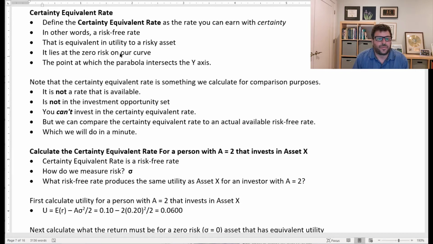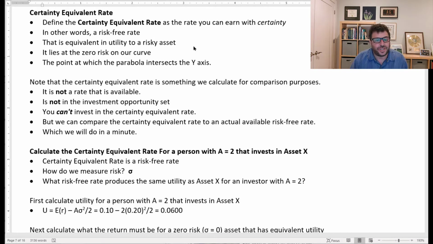The next thing we'll talk about is the certainty equivalent rate. We're going to define the certainty equivalent rate as a rate you can earn with certainty. In other words, it's a risk-free rate. It's a slightly awkward way to say this, but it is the risk-free rate that is equivalent in utility to a risky asset. And it lies at zero risk on our curve, which is the point at which the parabola intersects the y-axis.